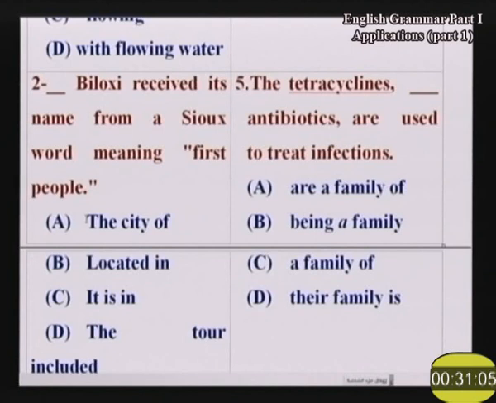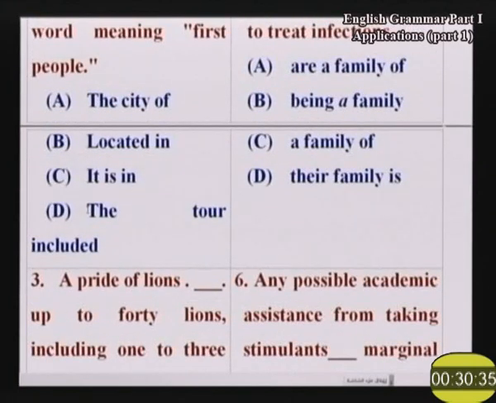Okay, Biloxi. The full sentence is: Biloxi received its name from a Sioux word meaning first people. Okay, what can come before the subject in a complete sentence? Here I have: the city of, located in, it is in, Biloxi received, and the tour included.